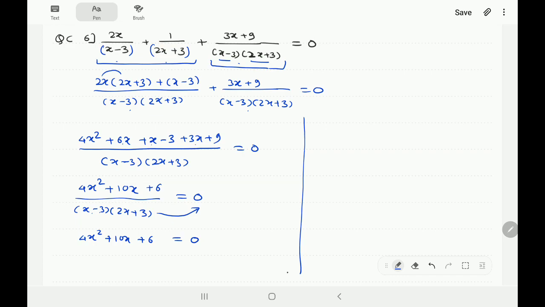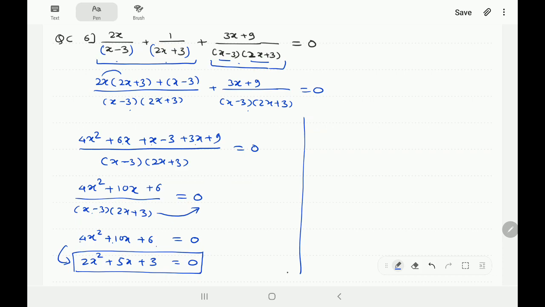Don't you think it's a simple equation? At the same time, I can simplify this equation by dividing by 2, because all terms are divisible by 2. I'll divide by 2. I get 2x square plus 5x plus 3 is equal to 0, and that's the equation.